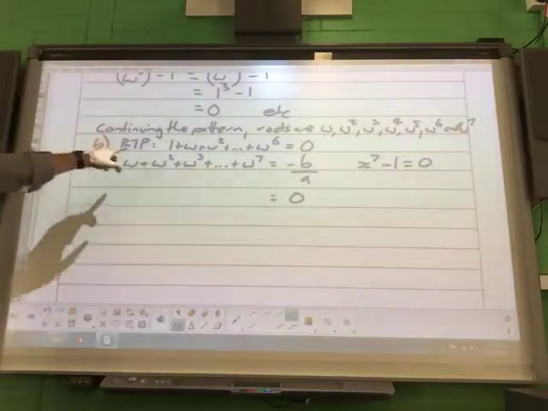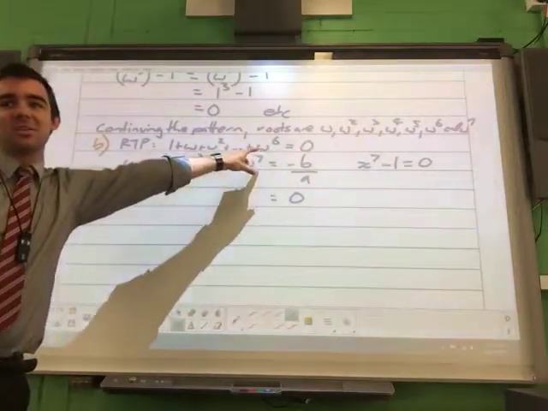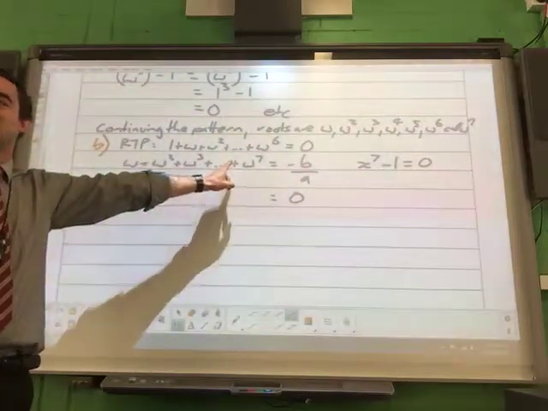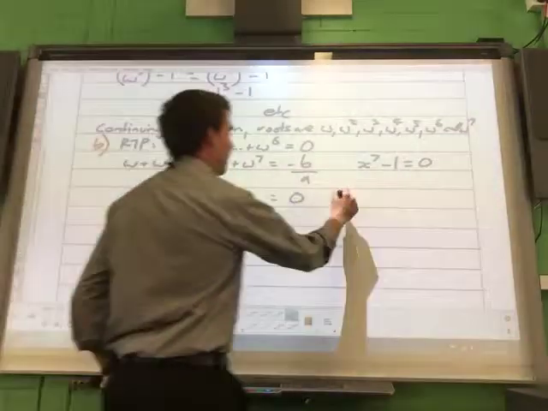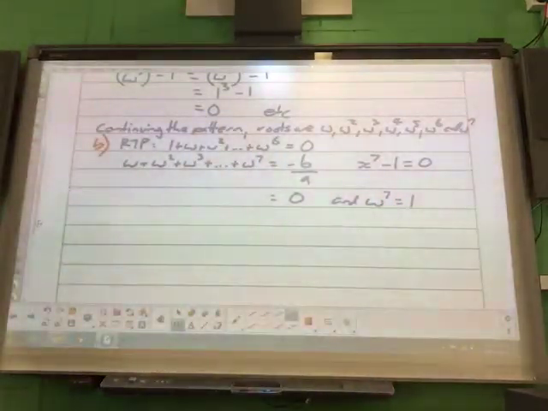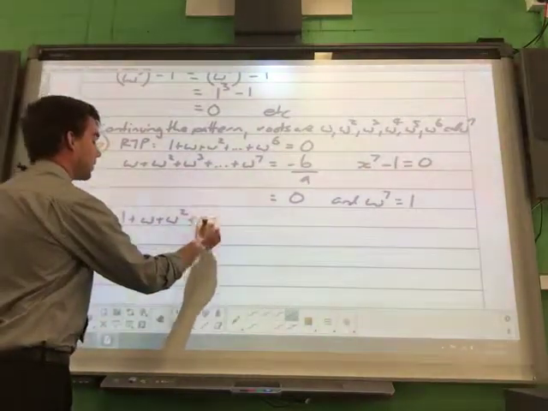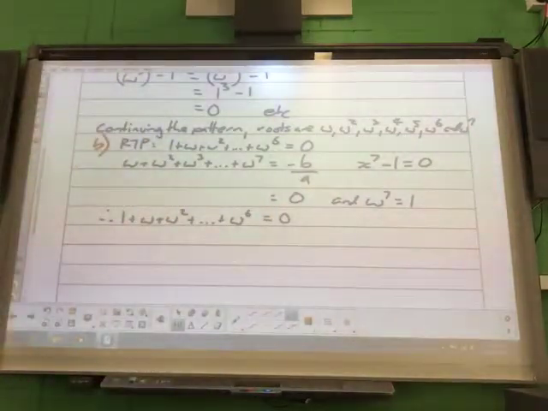Okay, so what we're showing is 1 plus omega squared plus up to omega to the power of 6 is 0. What are we missing from that line that we've got in this line? Omega to the power of 7. What's omega to the power of 7? 1. So therefore, 1 plus omega squared plus dot dot dot plus omega to the power of 6 is 0. Done.